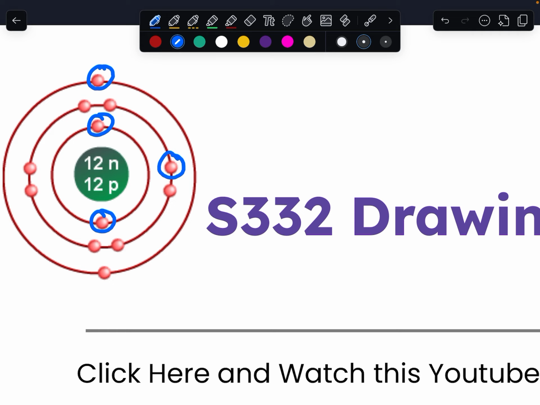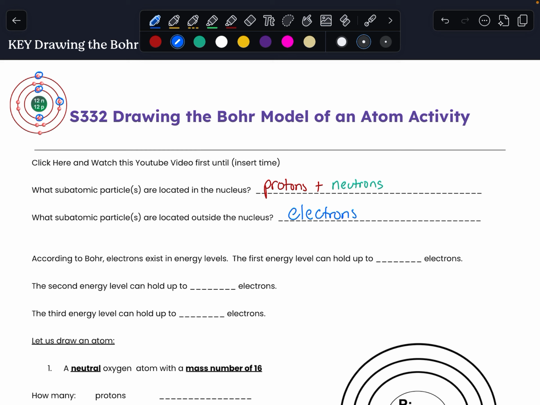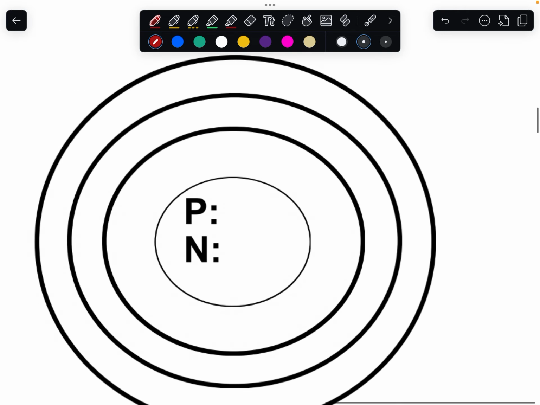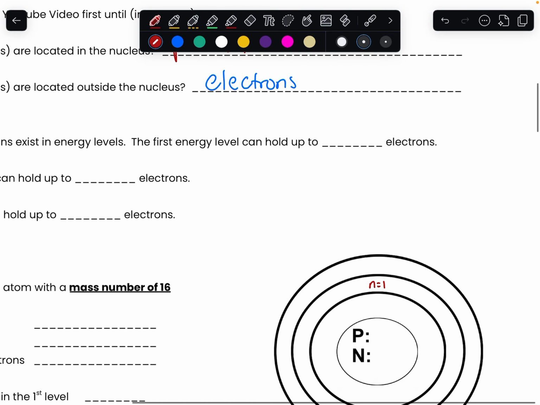Some electrons are close to the nucleus, some are far away. And as we learned in class for our electron configurations, these electrons exist in these things that we call energy levels. The first one is the closest towards the nucleus, that first circle on the outside. That first energy level, represented by this circle right here, n equals 1, this first darkly bolded circle, according to Bohr, can only hold up to 2 electrons.